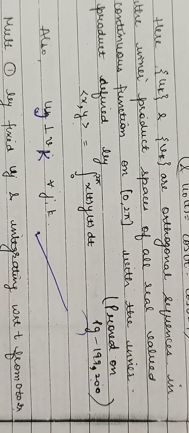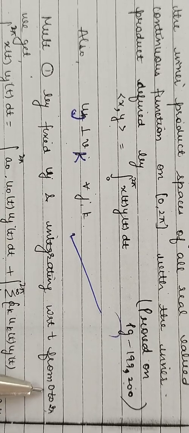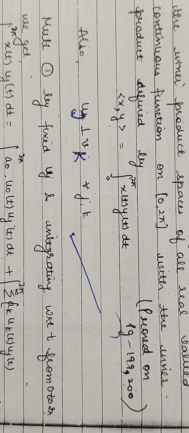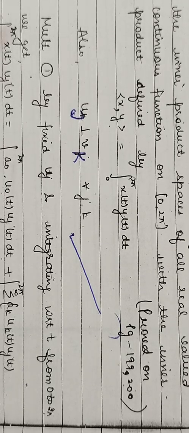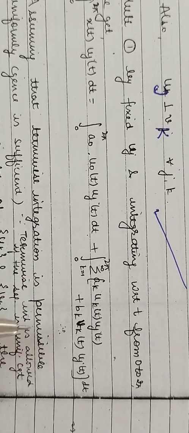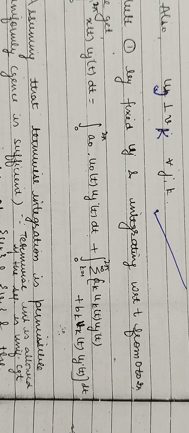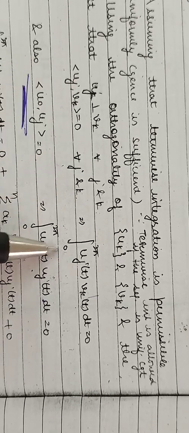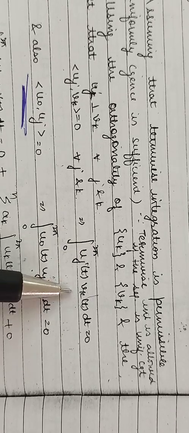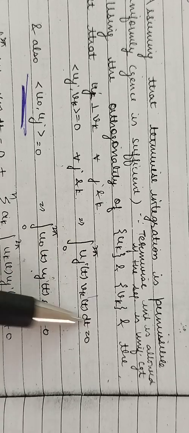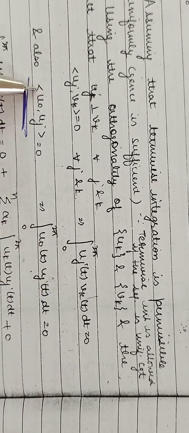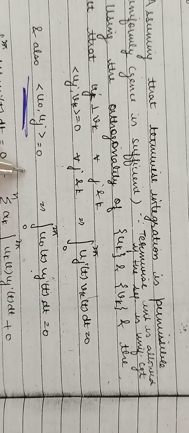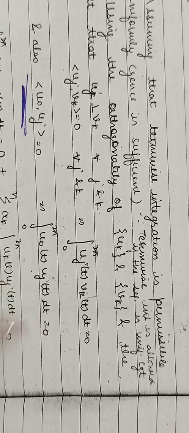To find these values, let us multiply equation 1 by a fixed u_j and integrate over the interval 0 to 2 pi. Because u_j and v_k are orthogonal sequences, the inner product of u_j with v_k is 0; by the definition of inner product, the integral from 0 to 2 pi of the product of the two functions is 0. Also, u_0 and u_j have inner product 0 because the sequence is orthogonal. So these two terms will be 0.